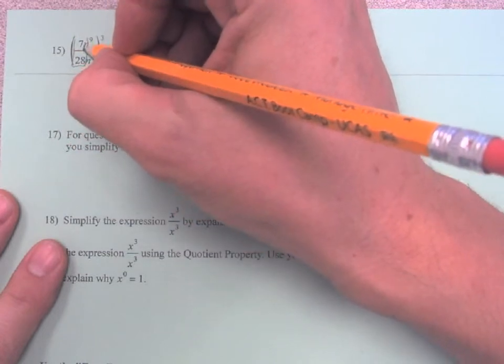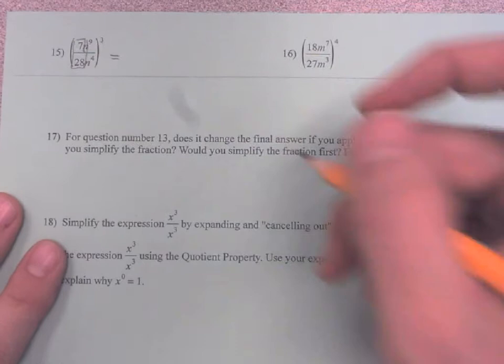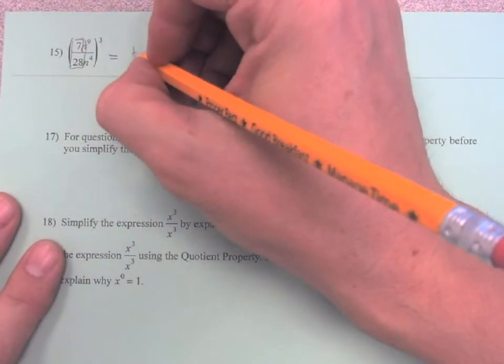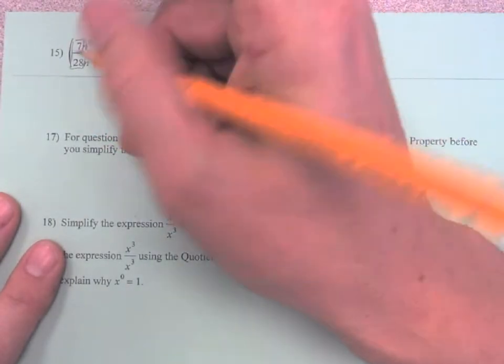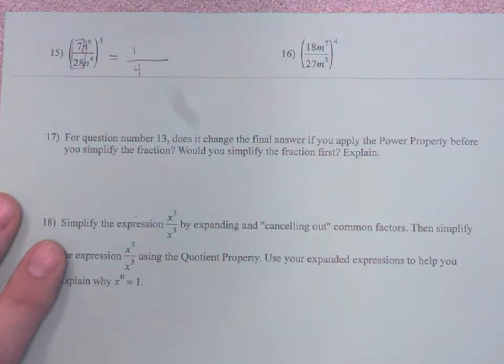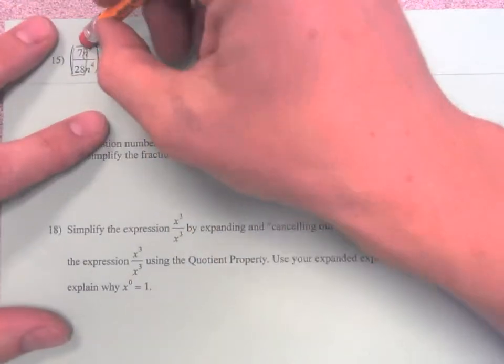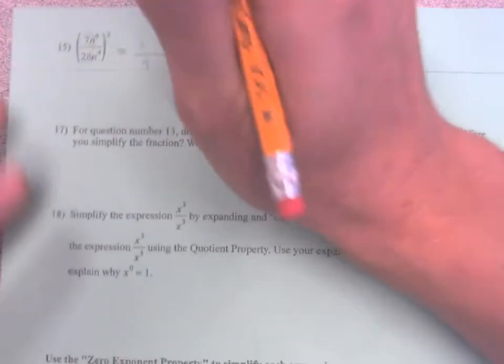So 7 over 28 reduces. 7 goes into both of those. So 7 goes into 7 one time. You put that 1 on top. And then 7 goes into 28 4 times. So I have a 1 over 4. I don't really need that 1 in the end, but I'll leave it there for now as a placeholder. Okay, now I can look at the variables.